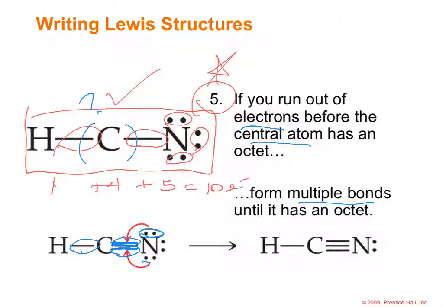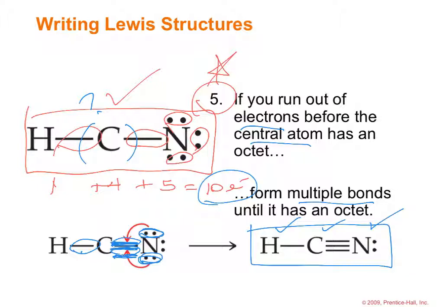So we're going to take another of the non-bonding pairs and make a third bond between carbon and nitrogen. That brings us to this structure. And we've still used the right number of electrons. We have a total of 10 electrons that we've placed, and every atom has a full outer shell. Hydrogen, of course, has a full outer shell with only 2 electrons.